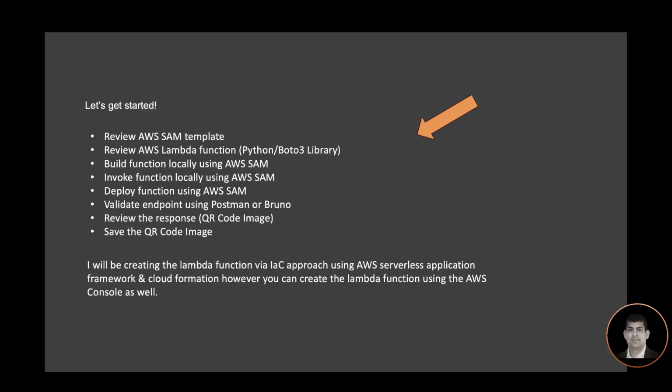SAM is a powerful tool for developers to develop and test Lambda functions and API endpoints locally, validating and then deploying to the cloud. If you want to learn about creating and testing Lambda functions using AWS SAM, please watch my video on the Lambda workshop. The link is in the description.